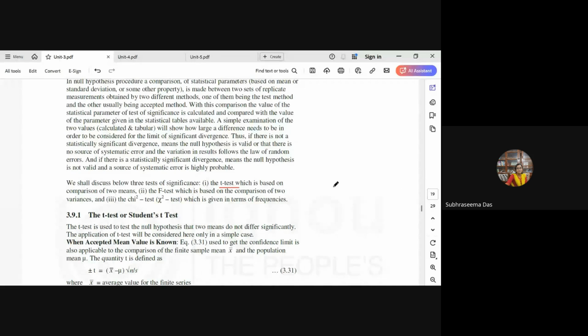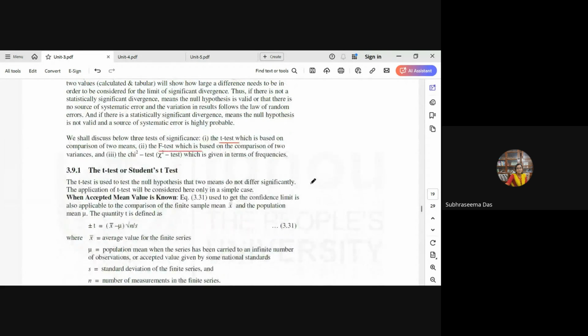First is the T test, which is based on comparison of two mean data. This T test is also called the student T test. The second is the F test, which compares two variances. And the chi-square test is measured in terms of frequencies. First we'll start with the t-test, or the student t-test.